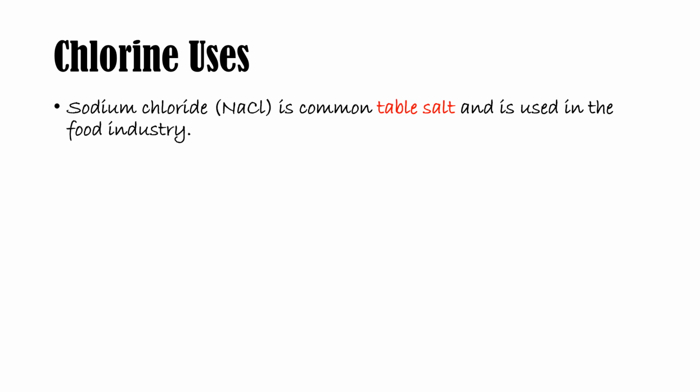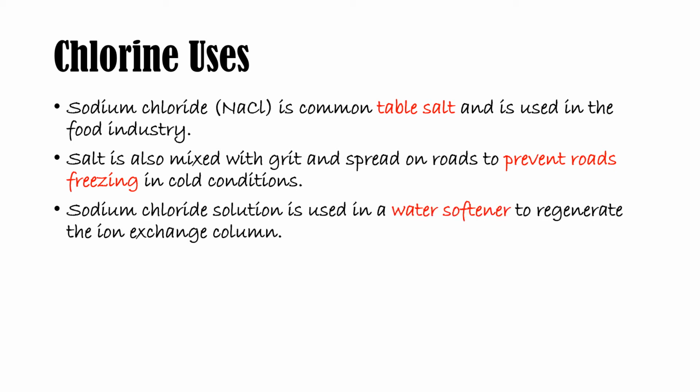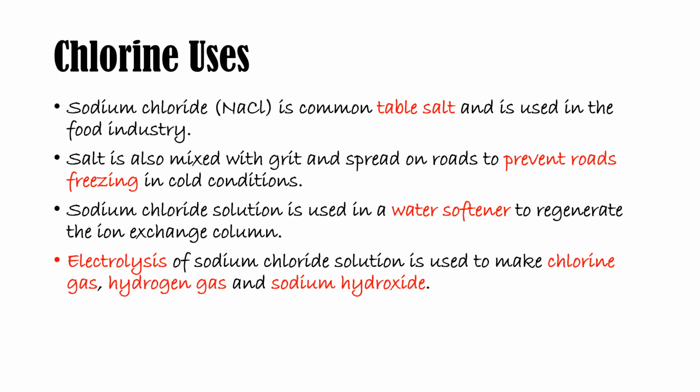Some more uses of chlorine: when you react it with sodium, it produces sodium chloride. This is common table salt and is used greatly in the food industry. It is also mixed with grit and spread on roads to prevent roads freezing in cold conditions. Sodium chloride solution is used in a water softener to regenerate the ion exchange column. And electrolysis of sodium chloride solution is used to make chlorine gas, hydrogen gas, and sodium hydroxide.